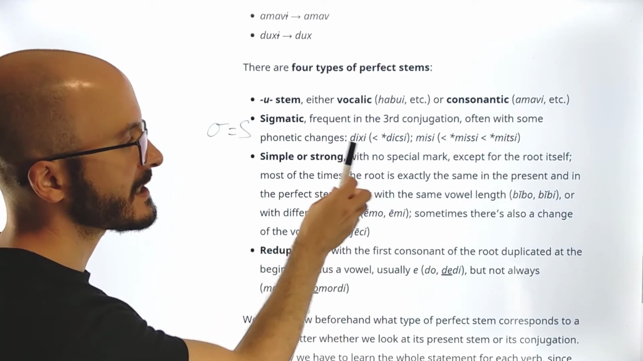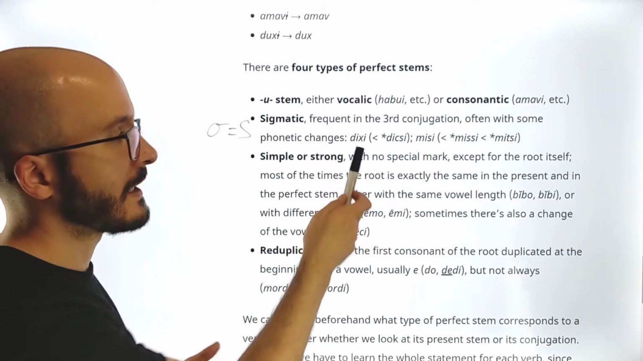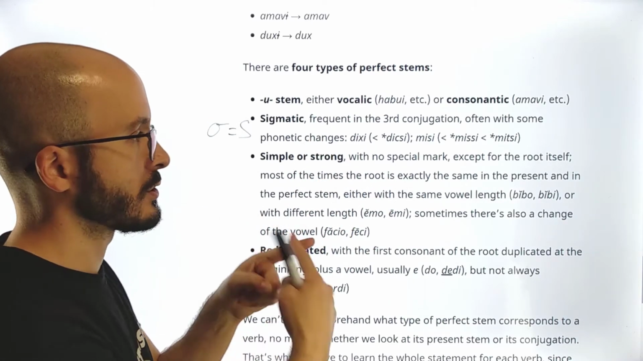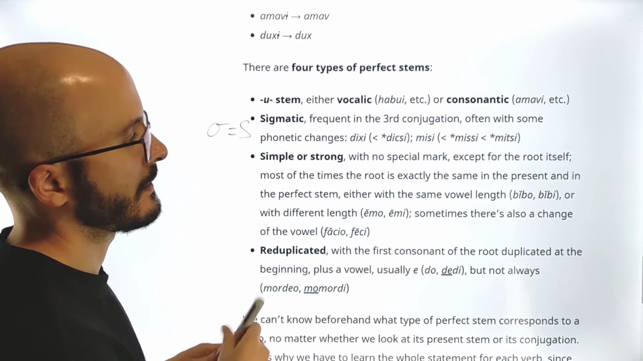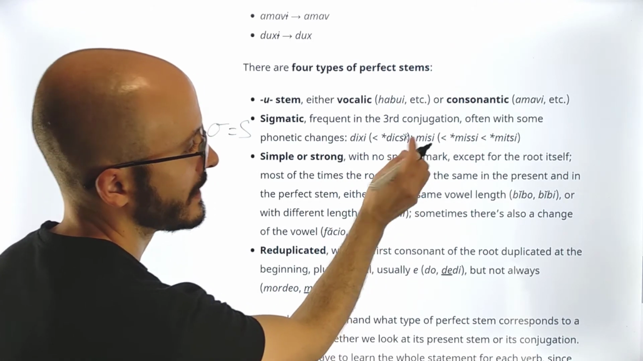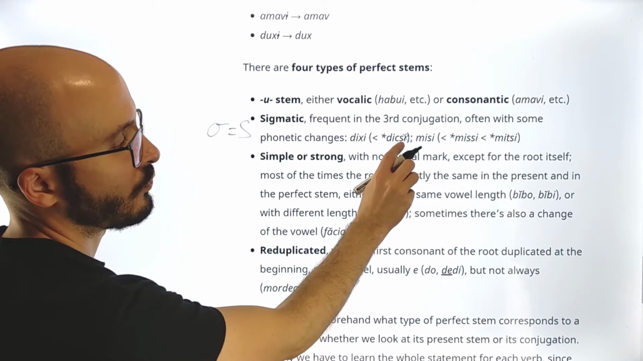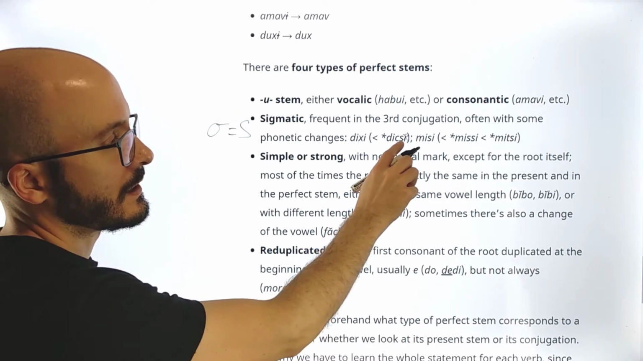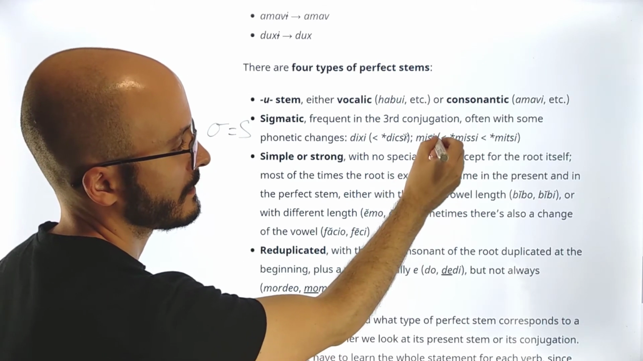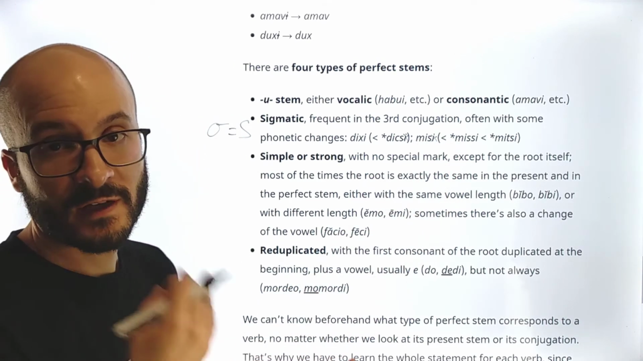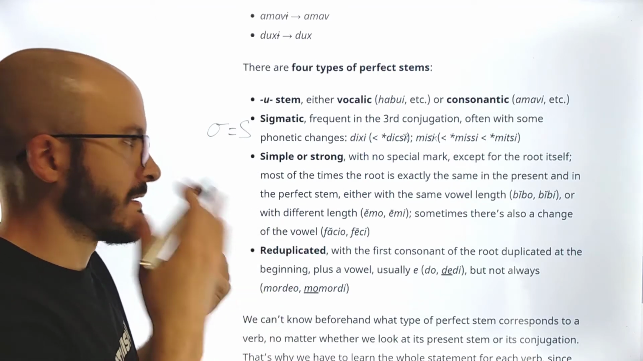Okay, so for example, Dixie, we know that the X is a double consonant. So what we actually have is Dixie. Then we remove the E, as we said, and we see that the root ends in S. Now, Missy, again, we remove this and we have the perfect stem miss, etc., etc.